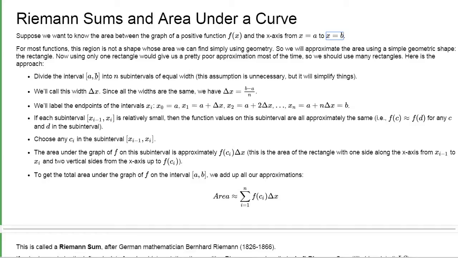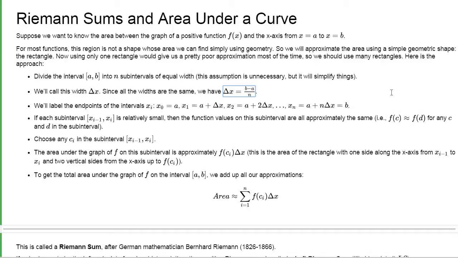We're going to take our interval on the x-axis from a to b. We're going to divide that into n subintervals of equal width. We don't have to use equal width, but it'll make things easier. So let's just assume we've got n subintervals of equal width. We're going to call that width delta x. Since they're all the same, delta x is equal to (b minus a) over n.